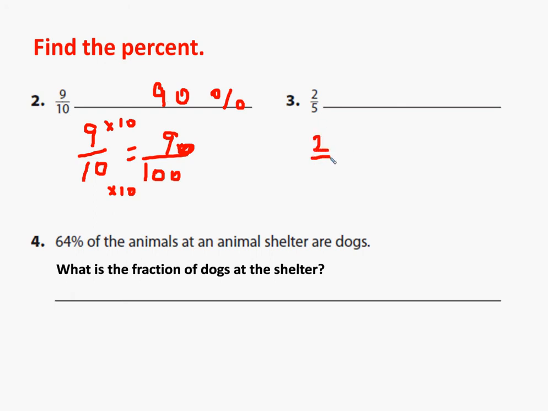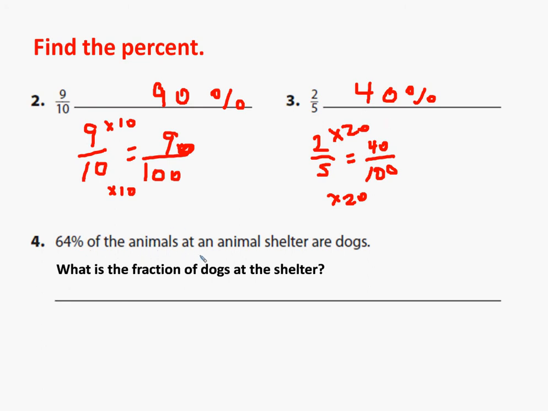So 2/5, let's do the same here. 2/5 equals blank over 100. Well, to go from 5 to 100, I have to multiply by 20. So I have to multiply the top times 20. 2 times 20 is 40. So now I have 40 100ths. That's 40%. If I had a test that had 5 questions and I only got 2 of them right, I would have a 40%. And that's how we calculate grades.